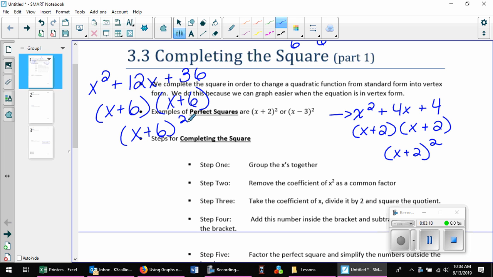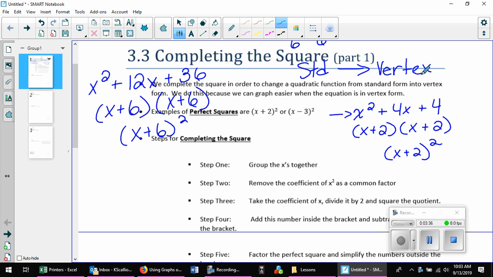So you get the idea of what a perfect square is in trinomials. Like we get it when it's just numbers. That makes sense. We dealt with those a lot. But now we're dealing with them in algebra. So the whole goal of this is we are going to go from standard form and put it into vertex form. That's the whole goal of completing the square.